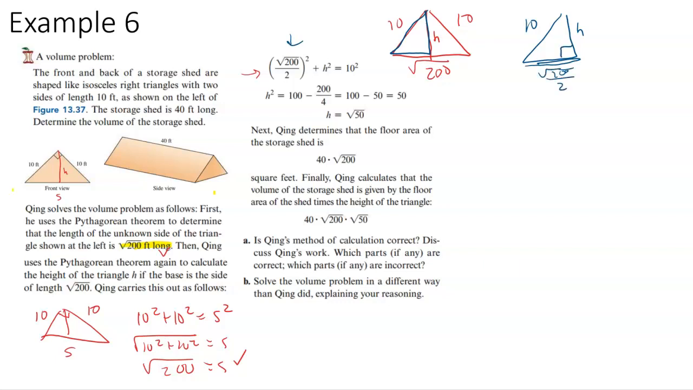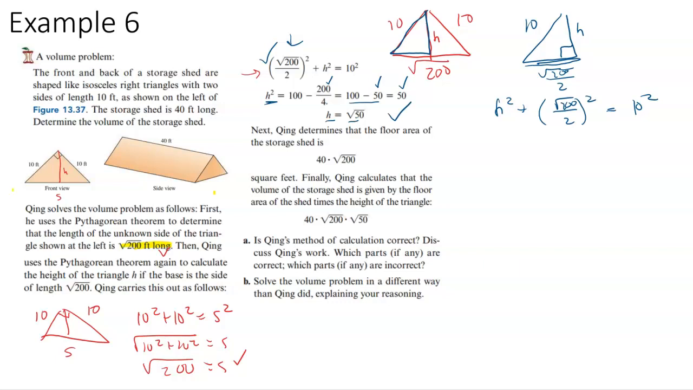So here's the right angle. That would be h squared plus the square root of 200 over 2, squared, equals 10 squared. So that matches. And then we would subtract that on both sides. Now, if we square that, that would be 200 over 4, so that's correct. And then 200 over 4 is 50, that's correct. 100 minus 50 is 50. And then he square rooted both sides, so that's also correct.